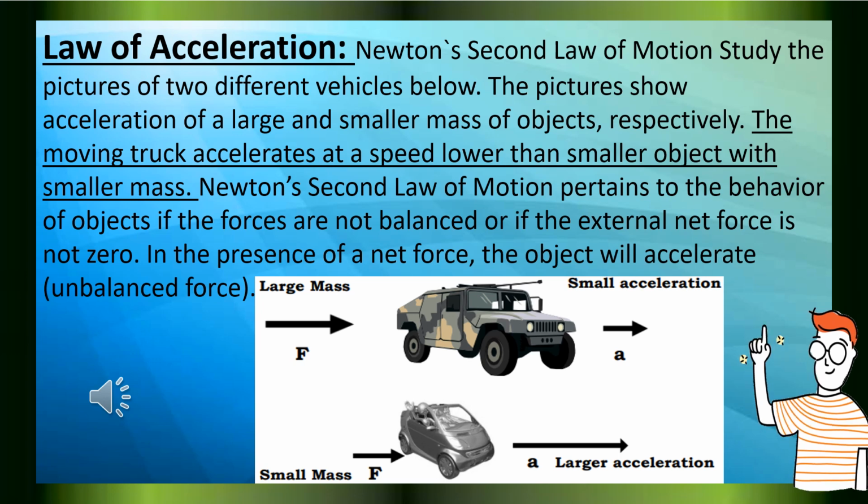Study the pictures of two different vehicles below. The pictures show acceleration of a large and smaller mass of objects, respectively. The moving truck accelerates at a speed lower than the smaller object with smaller mass. Newton's second law of motion pertains to the behavior of objects if the forces are not balanced, or if the external net force is not 0. In the presence of a net force, the object will accelerate.